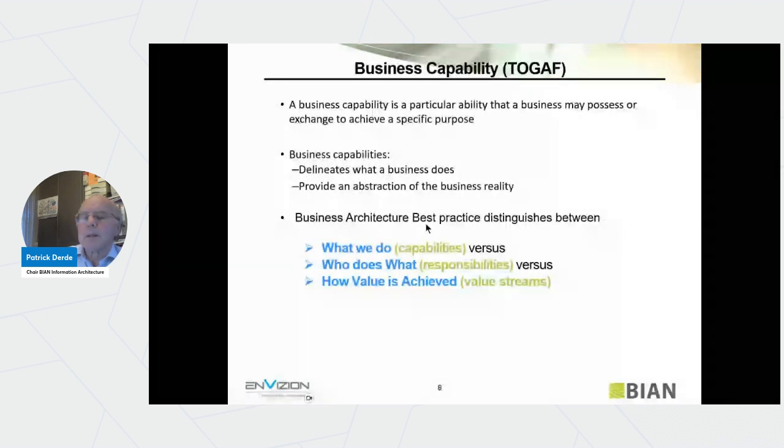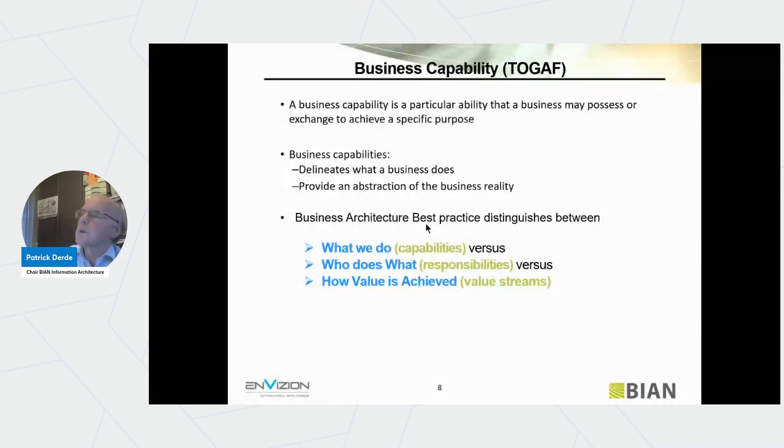ArchiMate is talking about capabilities. ArchiMate is not talking about business capabilities. Unlike TOGAF. TOGAF is introducing the word business capability, and it is saying that it is a particular ability that a business may possess or exchange to achieve a specific purpose. Now, that's also a very generic definition, and the challenge is to make it practical. Anyhow, TOGAF is saying in business capabilities, we are going to express what the business is doing or should be able to do. And it should be defined completely independent of what we have in reality now.